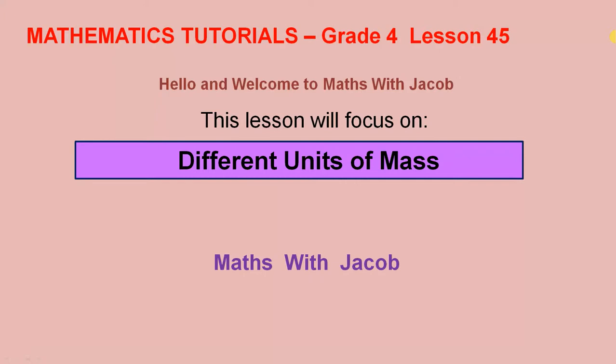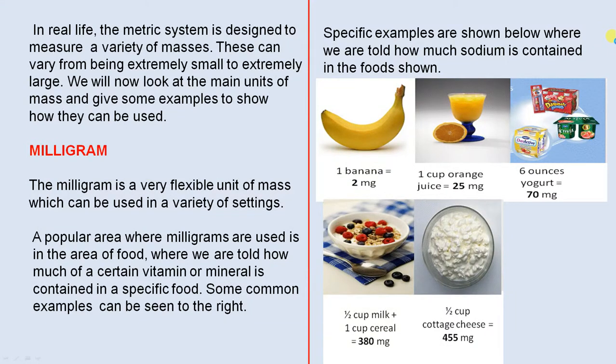This lesson will focus on different units of mass. In real life, the metric system is designed to measure a variety of masses. These can vary from being extremely small to extremely large. We will now look at the main units of mass and give some examples to show how they can be used. We'll start with a milligram.